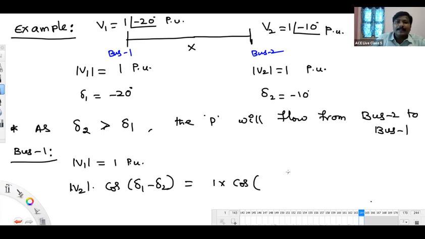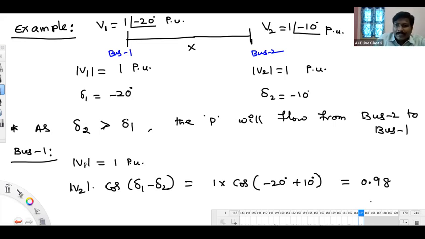The angle gap will be minus 20 minus of minus 10, so it will be 10 degrees. Cos 10: how much is that number? 1 into cos 10 degrees. Anybody? 0.98 something. 0.98.